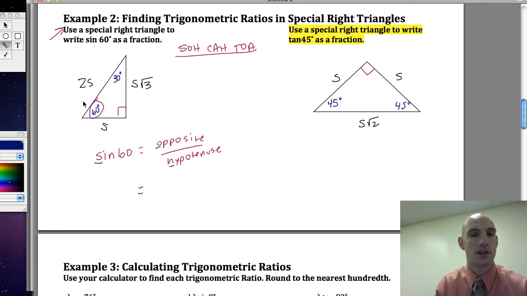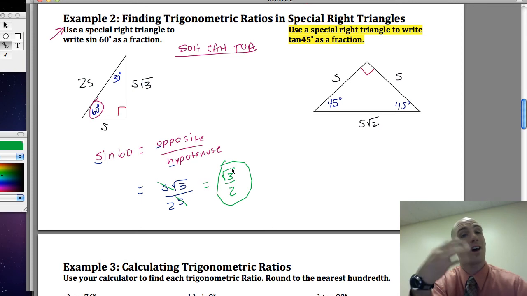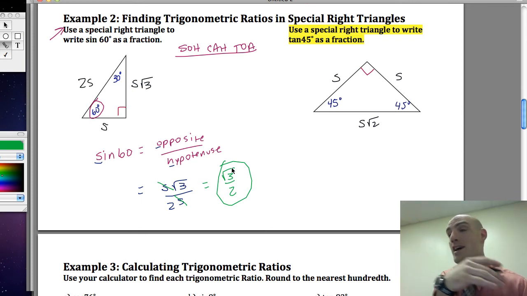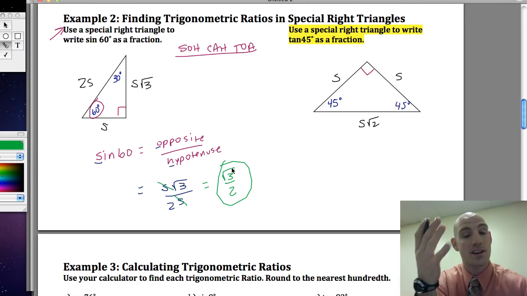And when we get down to it, here's 60. Well, what's opposite of 60? S times the square root of 3. And the hypotenuse is 2s. Well, if I see what happens here algebraically, the s's cancel, so I have square root of 3 over 2. That's one of the other reasons why this is special. It's special because it has this special relationship where in any triangle, the sine of 60 is square root of 3 over 2.